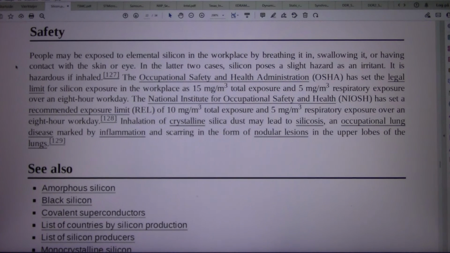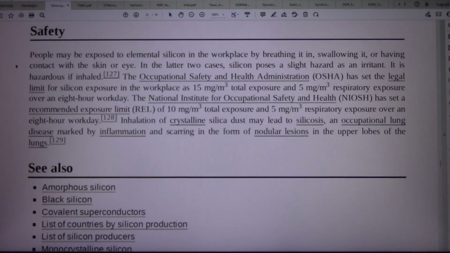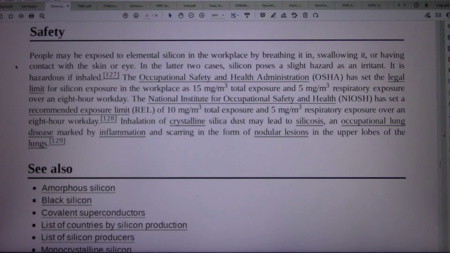Inhalation of crystalline silica dust may lead to silicosis, an occupational lung disease marked by inflammation and scarring in the form of nodular lesions in the upper lobes of the lungs.